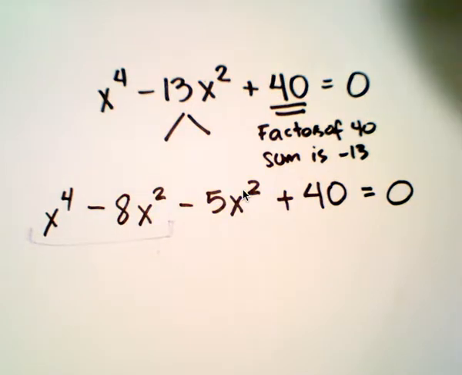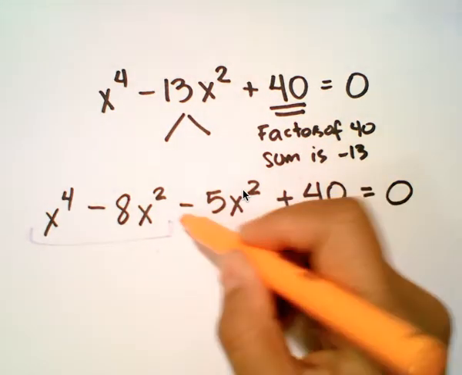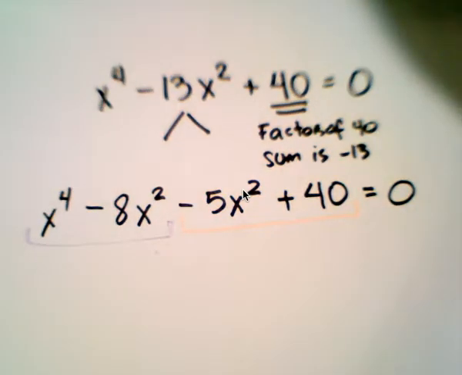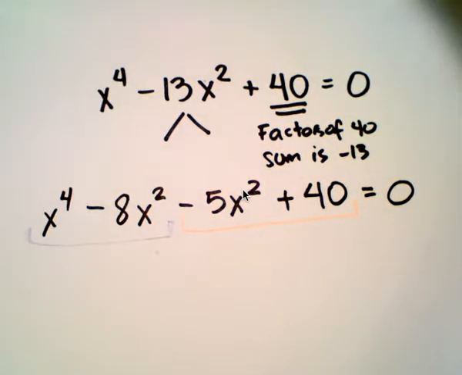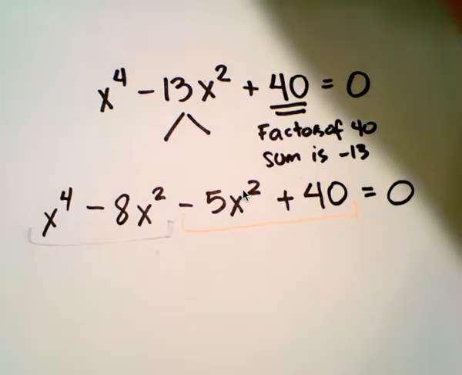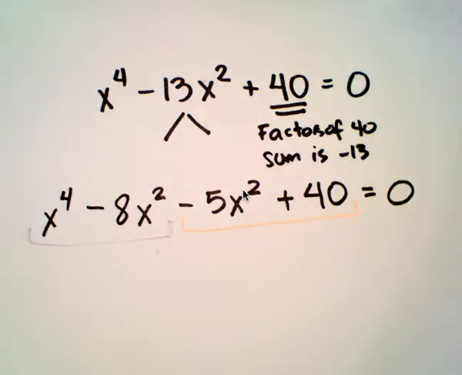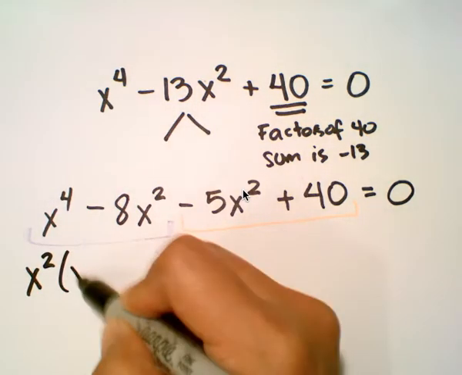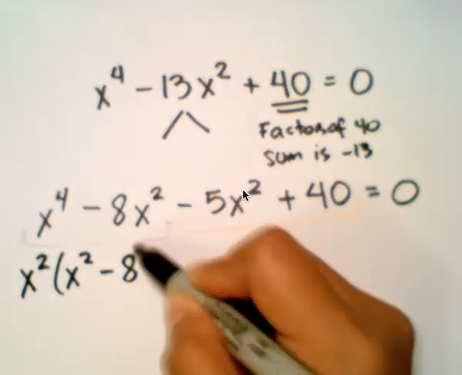Once I have my rewritten polynomial, I can now group these two together, and I can also group these two together. That's how I would factor by grouping. So we have x to the 4th minus 8x squared. I'm going to factor out an x squared, that's common, and now I have x squared minus 8 left.